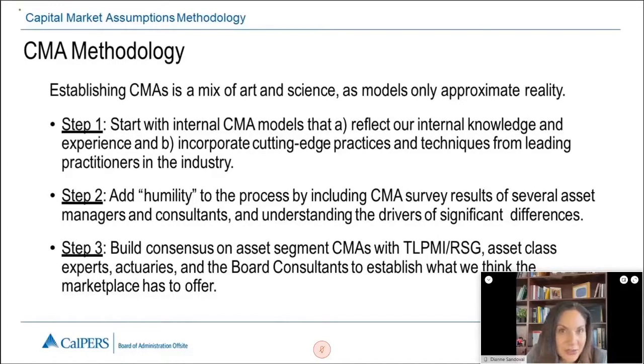With that, I will turn this presentation over to Allison Lee from our Research and Strategy Group to walk through specific examples of how we forecast our capital market expectations. Over to you, Allison.